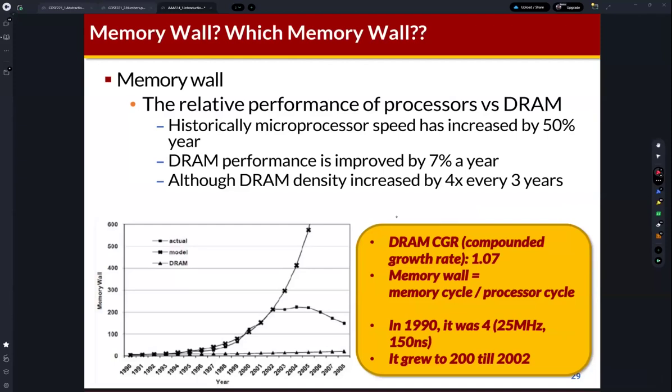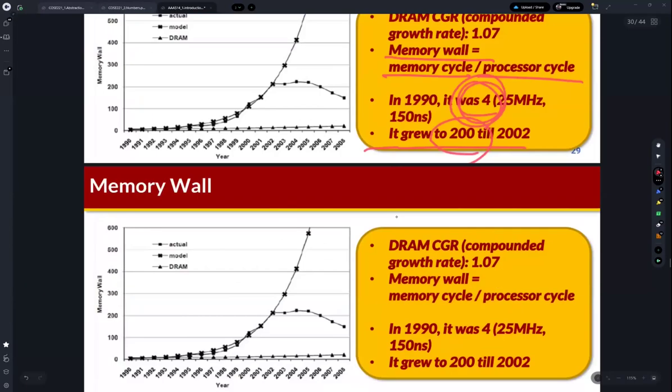So memory wall. What is the memory wall? The memory wall is the performance gap between memory and processor. The processor is very fast and memory is slow compared to the processor. This is called the memory wall, and because of the memory wall, the performance of the computer system is restricted. The memory wall is defined by memory cycle divided by processor cycle, and it was 4, but it was 200 in 2002. That's why the cache hierarchy is critical for performance because of the memory wall.